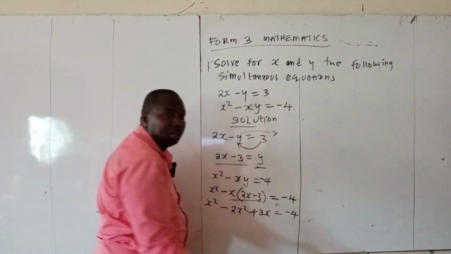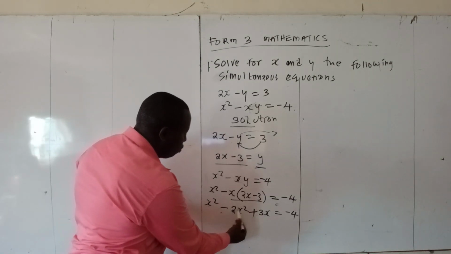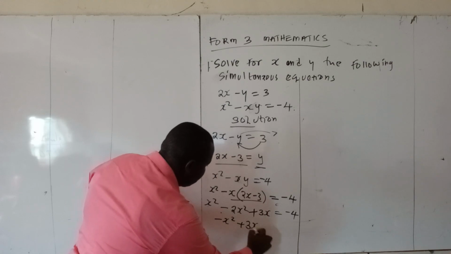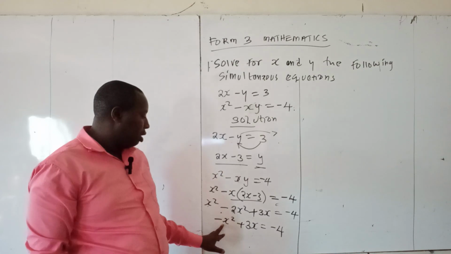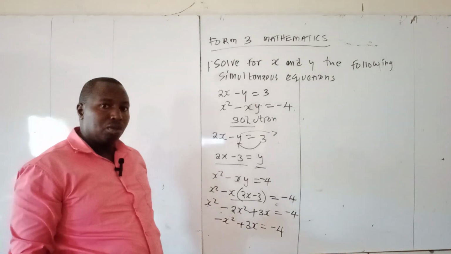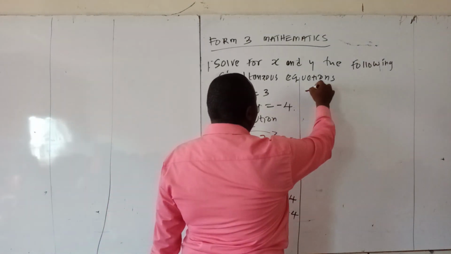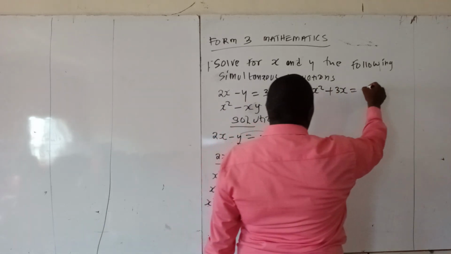Now next step. Simplify this. x squared minus 2x squared becomes minus x squared plus 3x is equals to minus 4. So therefore, rewrite this: minus x squared plus 3x equals minus 4.